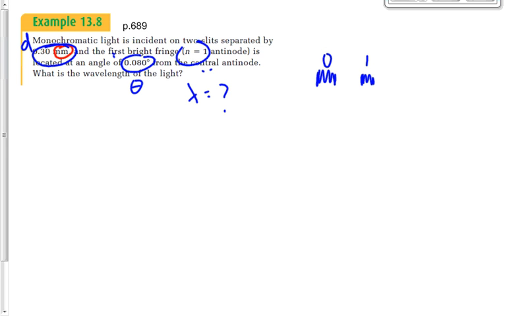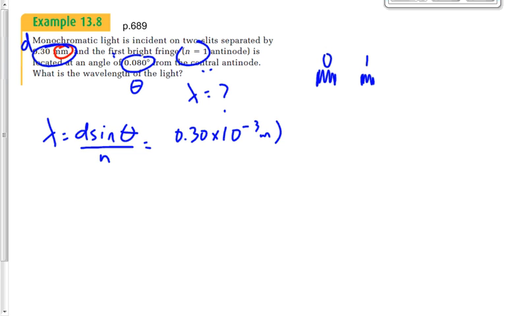Which one do you want to use? d sine theta over n, or xd over n times L. Keeping in mind that xd over n times L isn't always valid. d sine theta over n, so it's not even an issue, right? We don't even have to check to see if anything's valid because this is by far the most convenient for me. d is 0.30 times 10 to the minus 3 times sine. Be really careful with the calculator on this one.